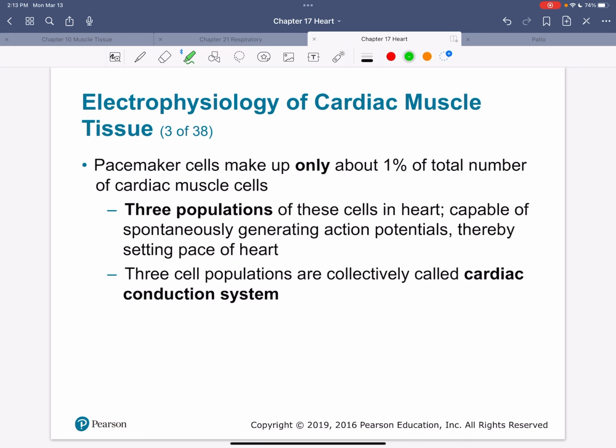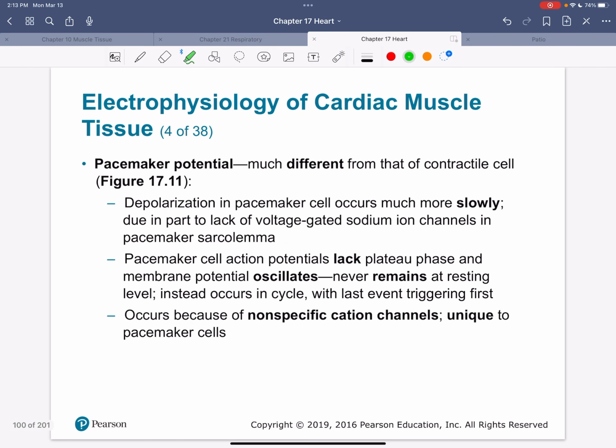So let's come here and start talking about the populations of pacemaker cells. Now, pacemaker cells really only make up about 1% of all the cardiac muscle cells. So 99% of the cells in the heart are not pacemaker cells, they're run-of-the-mill. And we see three population areas where these exist. And of course, the hallmark is that they can spontaneously generate action potentials. And this sets the pace for the heart. And the three cell populations are collectively called the cardiac conduction system. They're part of that. So let's have a look at this.